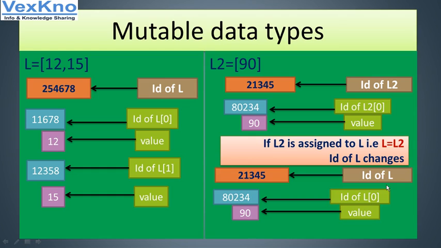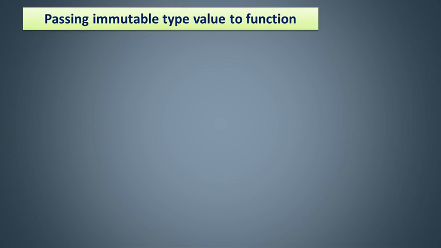The previous one will be, you can say, lost in terms of assignment. So in this case the ID of L has changed. In the previous case L remained the same, but the ID of the element was changed. Clear? You got it?